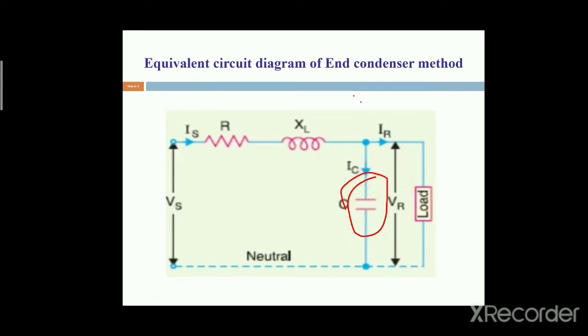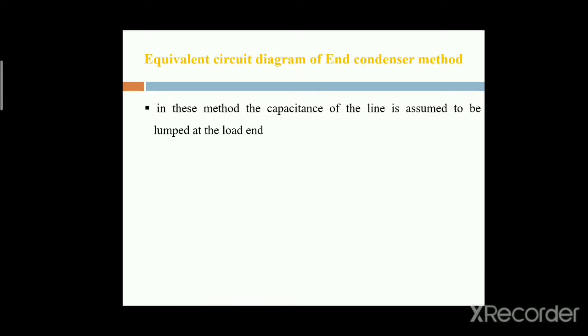This is the equivalent circuit diagram of the end condenser method. Next, in this method, the capacitance of the line is assumed to be a lumped one.